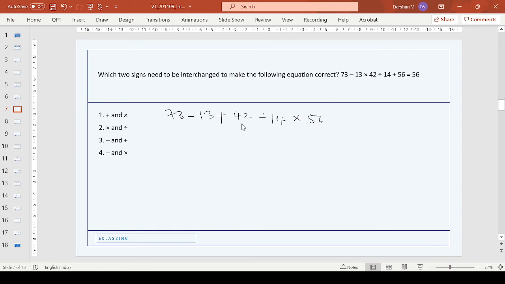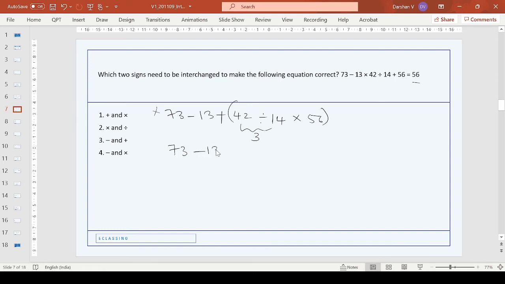Now 42 by 14, this is 3. So 3 into 56, that number will be much higher than 56, which is on the right. So the first option is not the right one. Let's look at the next one.